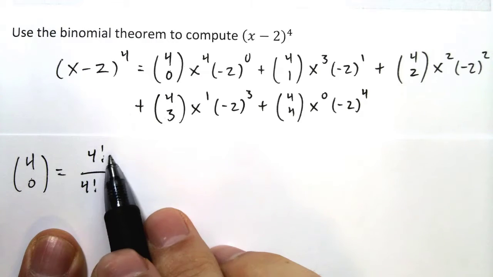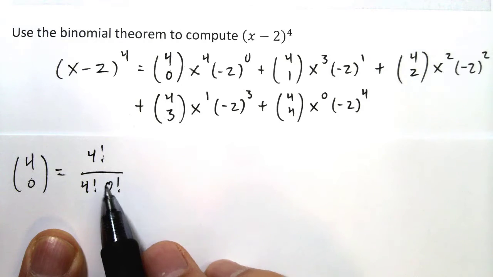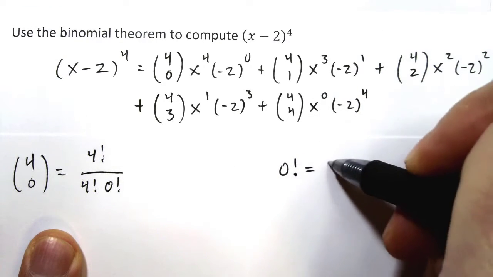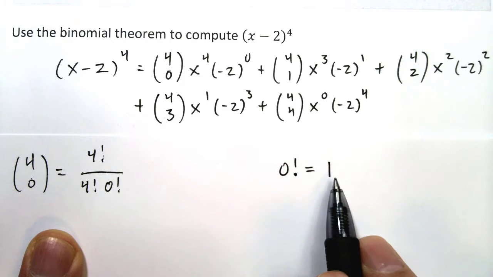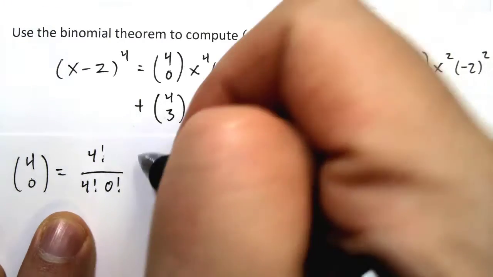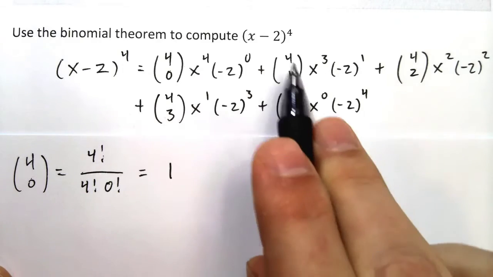Now, 4 factorial divided by 4 factorial is just 1. Now, what's 0 factorial? Well, one important thing that you should keep in mind is the definition of this is just equal to 1. Now, that may not seem obvious at all. Like, why would 0 factorial be equal to 1? Well, that's how we define it. All right, so you see that this whole thing just ends up being equal to 1. Okay, so what about 4 choose 1?